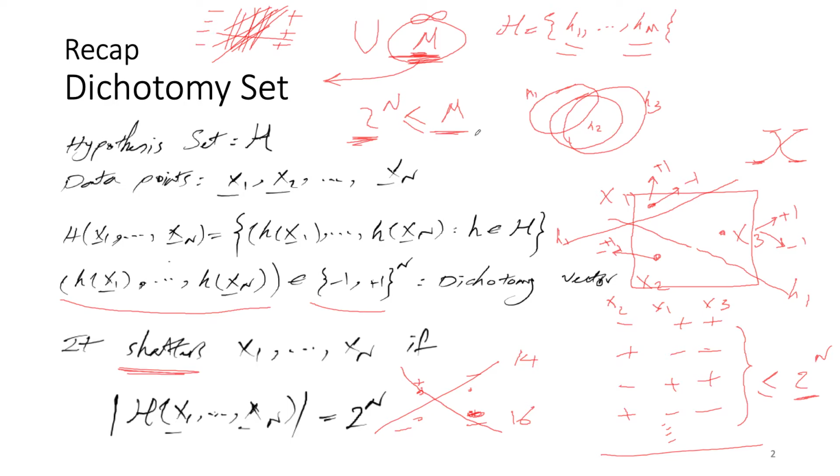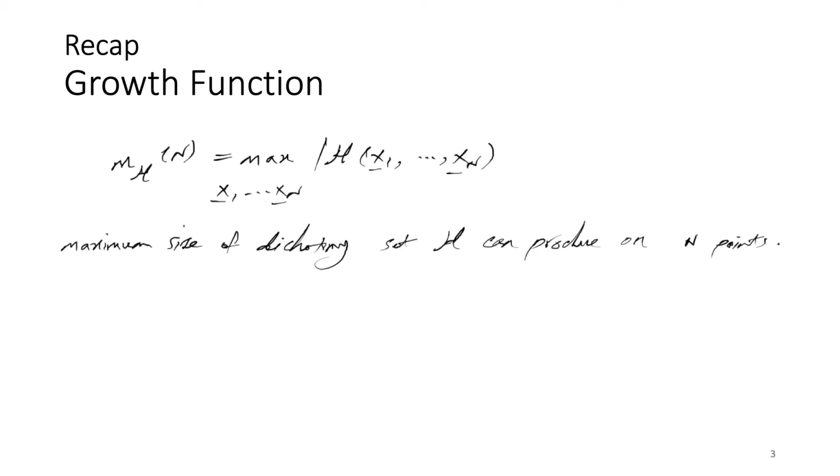All right, so now there's also a recap for the growth function. We talked about when we have n number of points, we can define a growth function m_H(n) as the maximum number of dichotomy sets. In the case of 3 points that we just saw in the previous slide, the dichotomy set count could be 6.